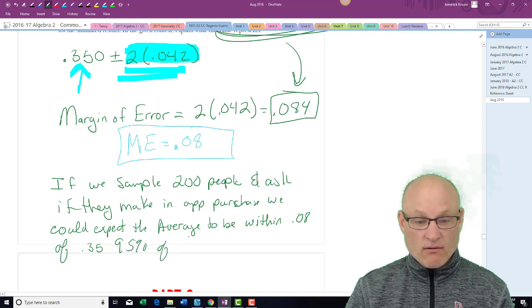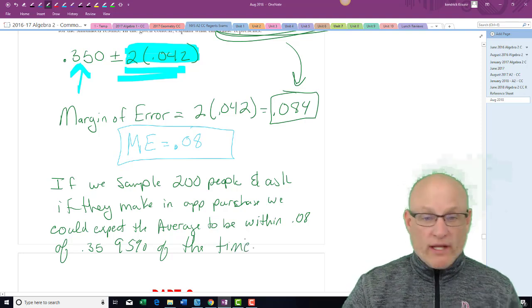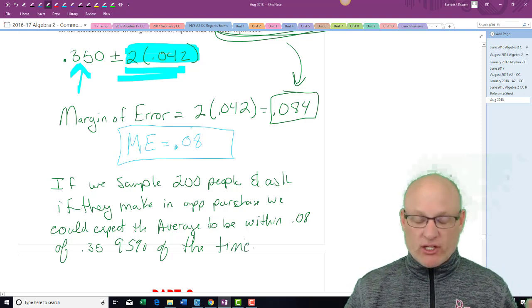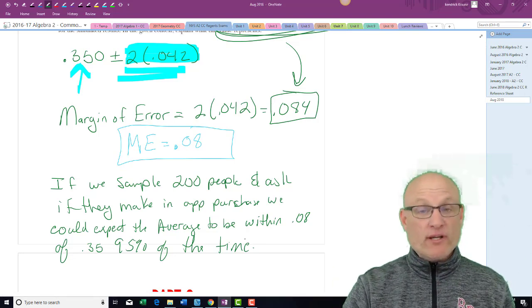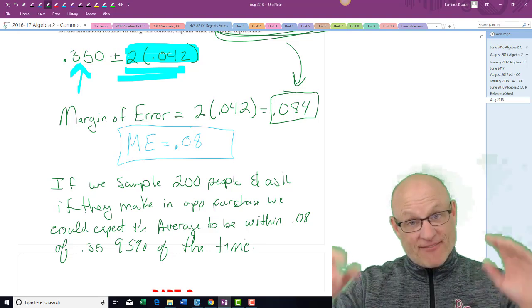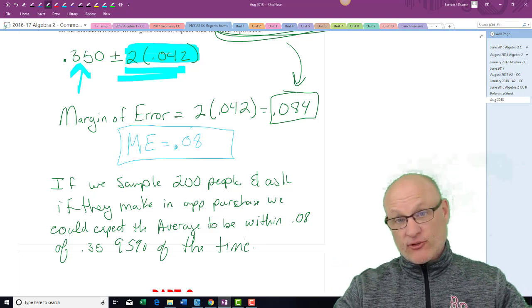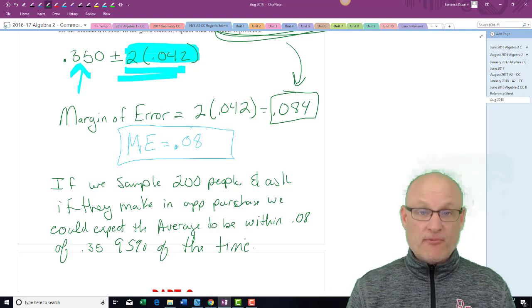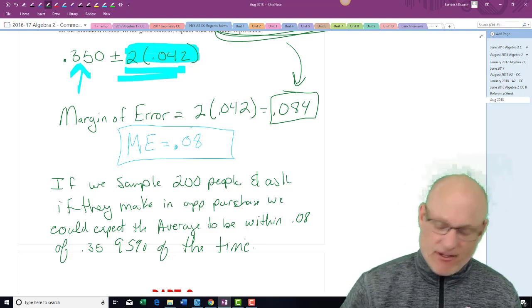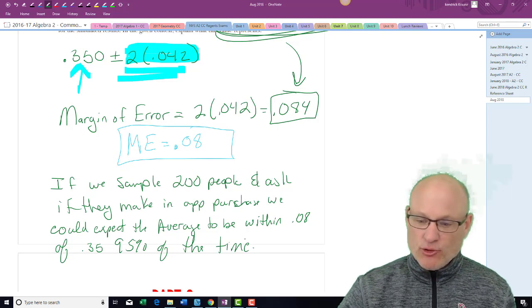95% of the time. In other words, we take a sample of people that make averages. We expect our average to be somewhere within 0.08 of the 0.35, 95% of the times. You could also say 5% of the times it would be over 0.08 away from 35%. Something to that effect. All right, that ends part 2. I'll be right back.